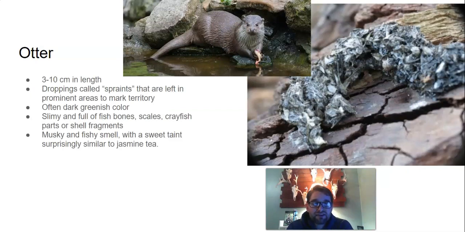Otters. Otters have a specific name that we associate with their scat. It's called a spraint. Oftentimes they leave it in prominent areas as a means of marking their territory. It can be 3 to 10 centimeters in length. Oftentimes it has a greenish color to it. When it is first deposited, it is often slimy and full of fish bones, scales, crayfish parts, or shell fragments, depending upon what their last meal was. It can have a musky smell to it or the smell of fish, and many people report it smelling a little bit like jasmine tea.